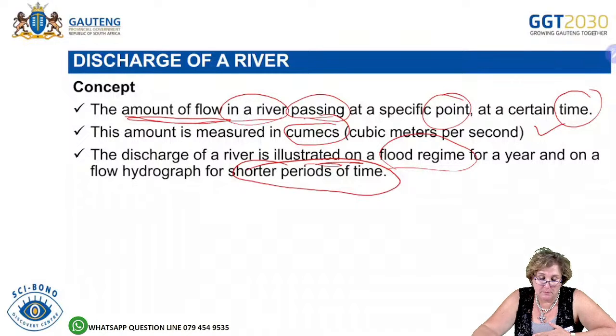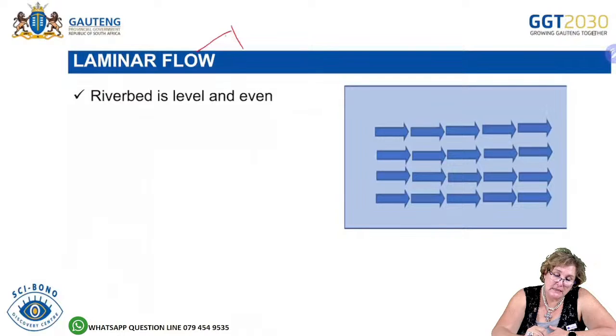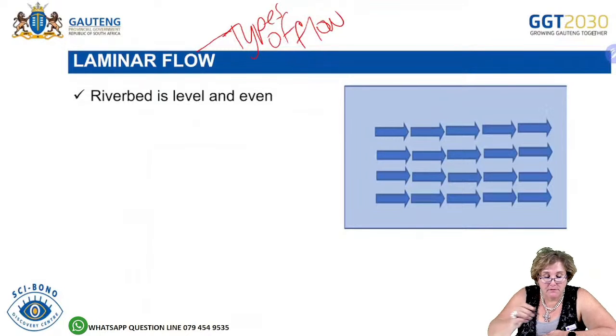Now, boys and girls, we come now to types of flow. Listen what I'm saying? Types of flow. So the first one that we get is laminar flow. What is laminar flow? My riverbed, where's the riverbed? If this is my river cross section, there's the riverbed.